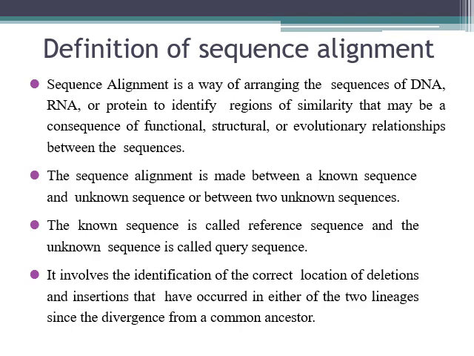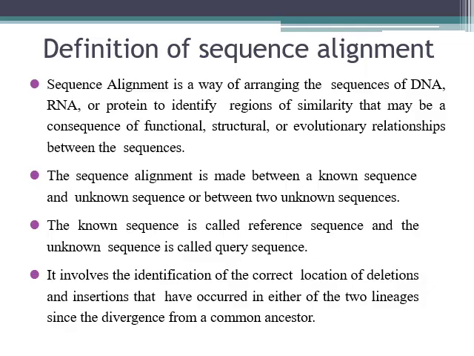Now the sequence alignment is made between an unknown sequence and a known sequence, or between two unknown sequences. So the case may be you have one known sequence and one unknown sequence, and you can perform sequence alignment among those two sequences. Or you have two unknown sequences for which you don't have any knowledge. Still, for those two sequences, we can perform sequence alignment. Now, the known sequence is called a reference sequence, and the unknown sequence is called a query sequence.